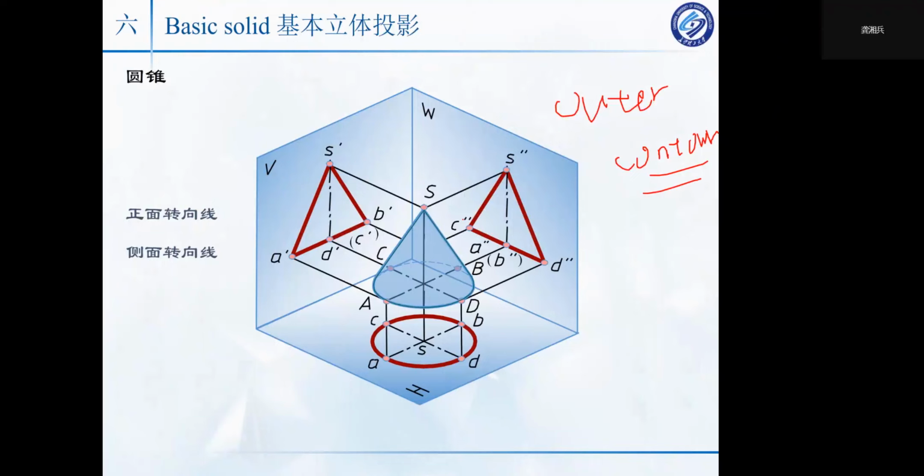Also, we talk about when you find this point on the outer contour of W, this point should be on the x-axis. If you find a point here, all the projection of W should be on this line. Remember, these are the rules for the revolving solid here.